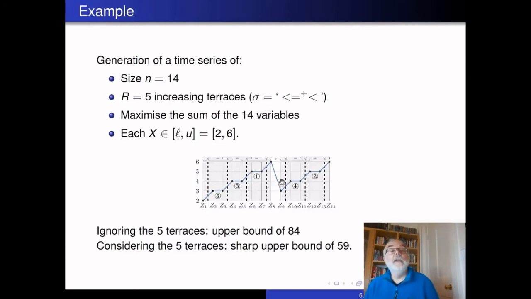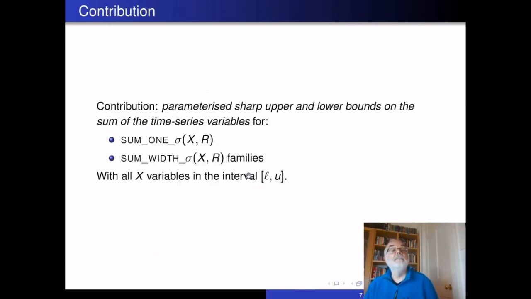If we have the 5 terraces, then this solution here would actually show the sharp bound of 59. We can have here 2 terraces which are overlapping, and then 3 here. In between, we can reset the value, and we are trying to push these terraces as far as possible against the upper bound to maximize the bound that we can achieve. The contribution is a parameterized sharp lower and upper bound on the sum of the time series constraints for some sigma and some sigma families, where all x variables are in the same interval of a lower and upper bound.